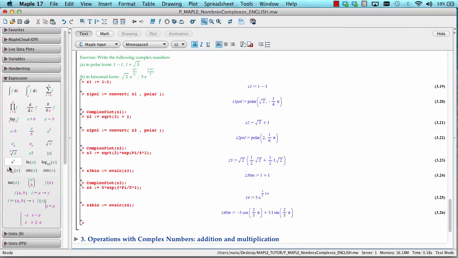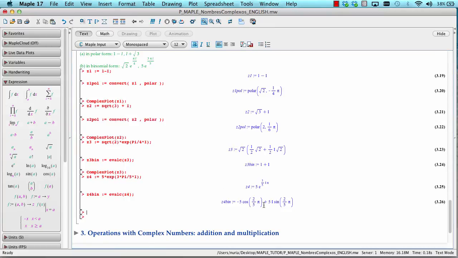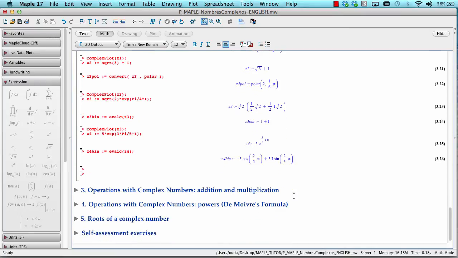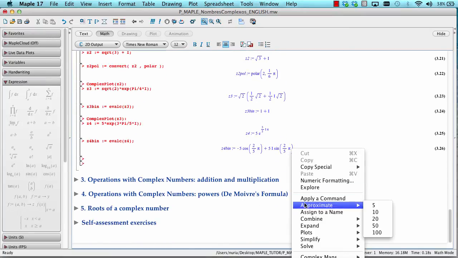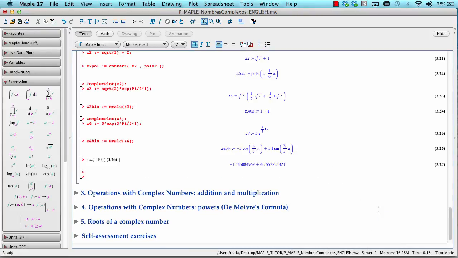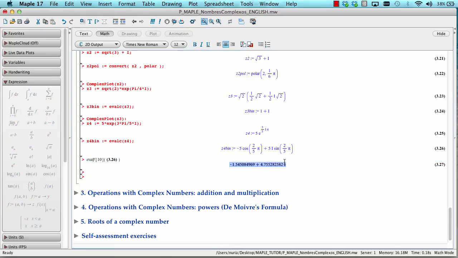of Z4. And now you see that Maple does not simplify this number because the cosine of 2 pi divided by 5 is a decimal number, so you can go, remember the context-sensitive menus, you can go to the right click, and approximate using, for instance, 10 decimal places. So this number here, the number having a modulus 5 and an argument of 3 pi divided by 5 is minus 1.54 plus 4.75i.